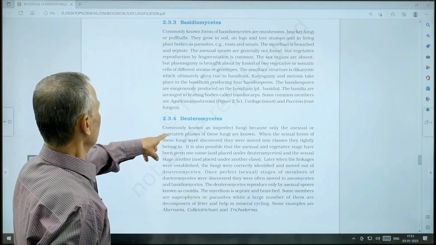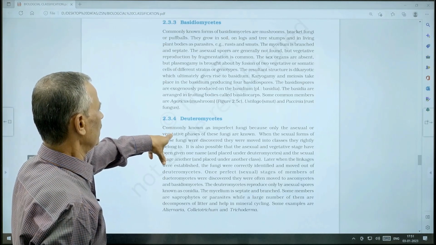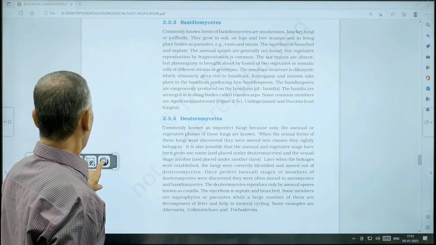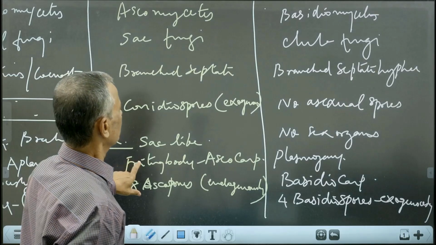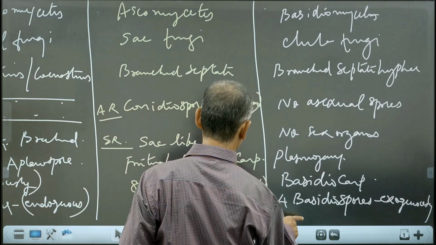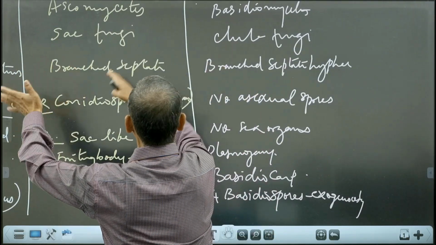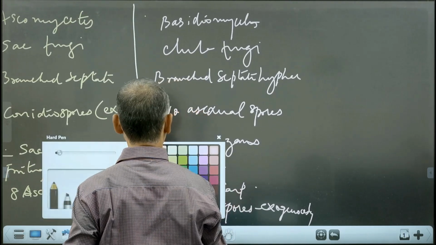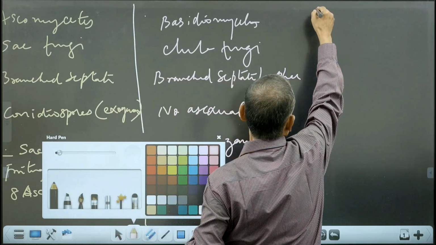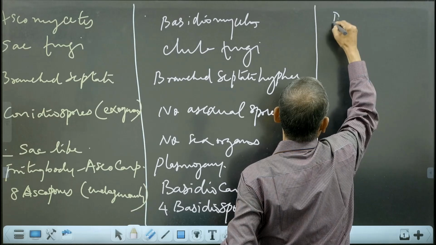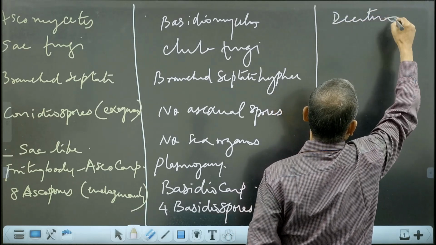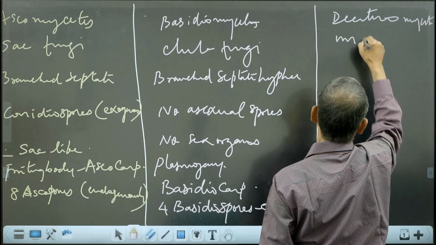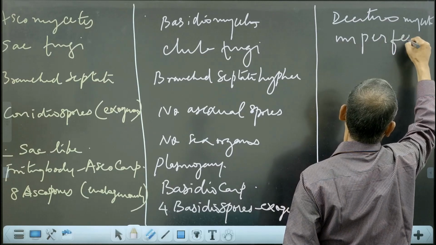And the last category is deuteromycetes. Deutero means which is left at the end. It is left. So this includes organisms which are not included under these categories, which is leftover. That is why they are called deutero. These deuteromycetes are commonly called fungi imperfecti or imperfect fungus.